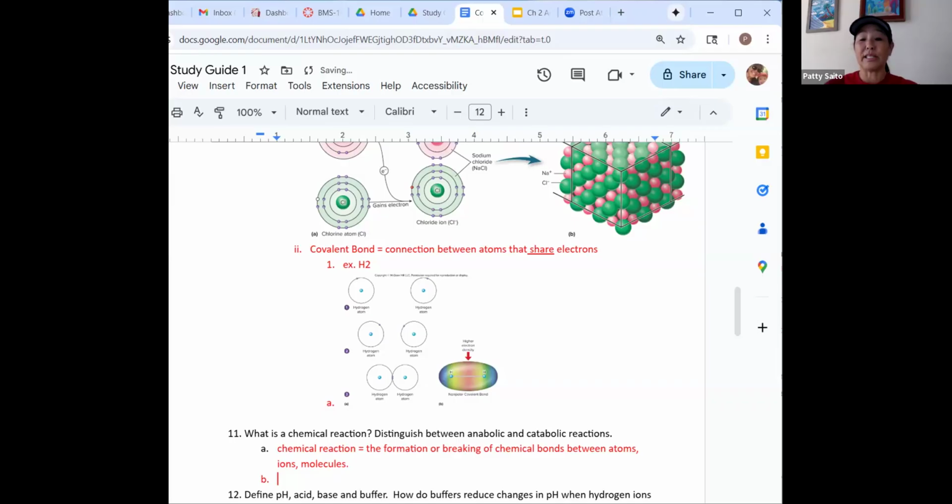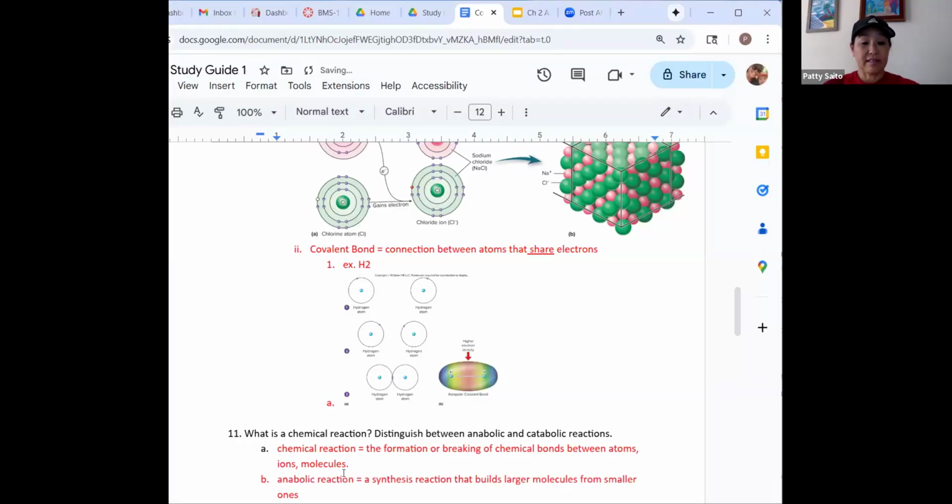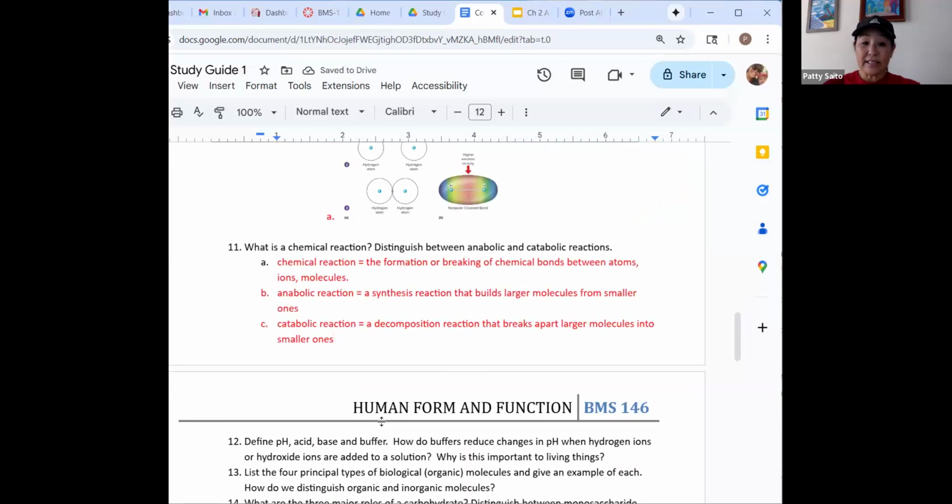There are lots of chemical reactions in our body. I'm going to give you some examples of specific types of reactions. One is called an anabolic reaction. Anabolism is a synthesis reaction. To synthesize something is to build it, which means we take smaller atoms or smaller molecules and put them together to make something bigger. The opposite of that is catabolic reactions. This is what we call a decomposition reaction. When something decomposes, it falls apart. So in this reaction, we're breaking apart something bigger into smaller units.